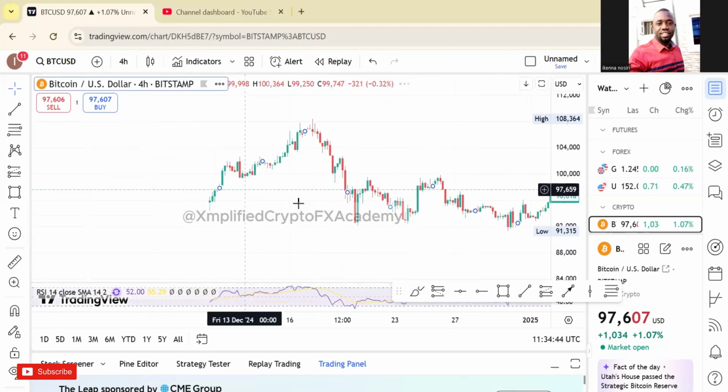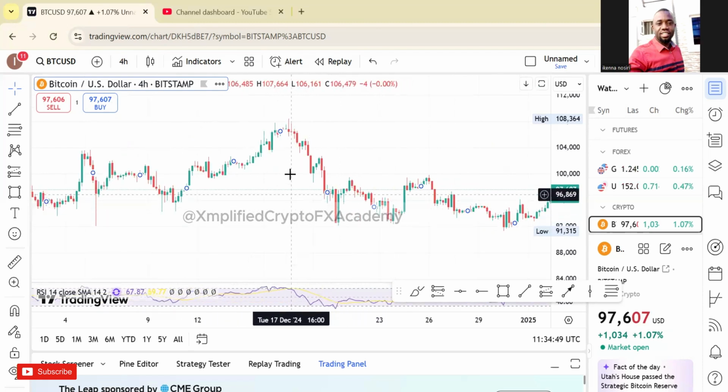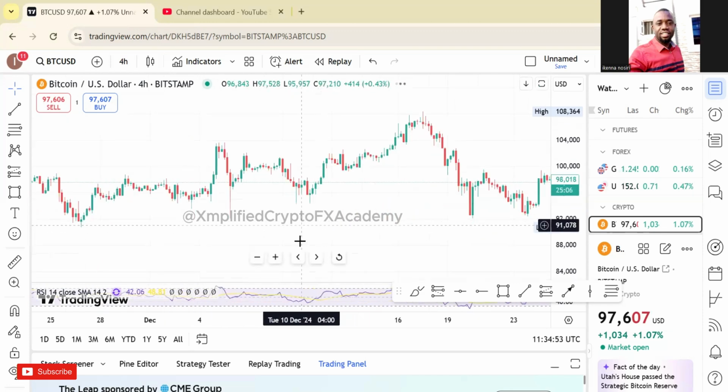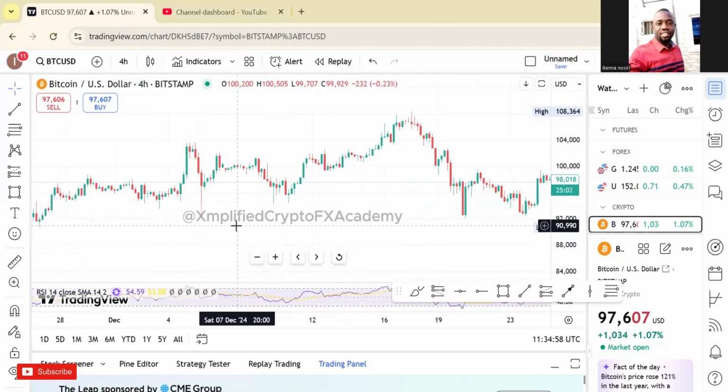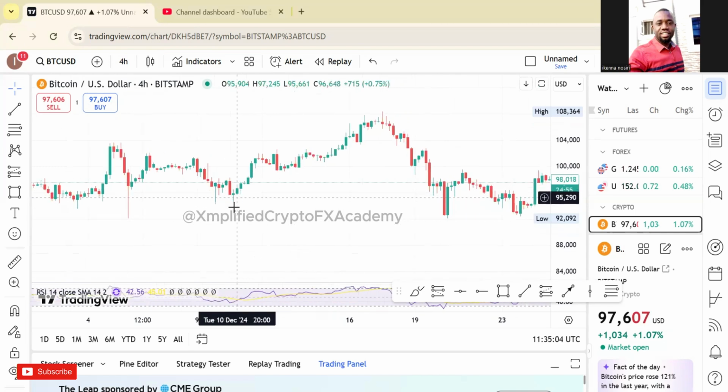On the 1-hour time frame, let's check if we can find an entering opportunity that showcases a hammer candle for us. All right, so let's go check it out.